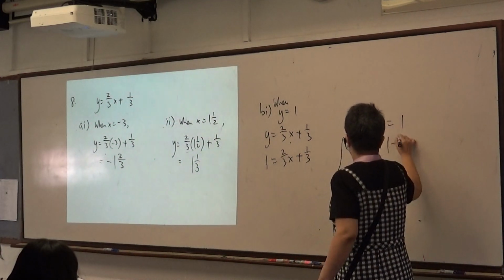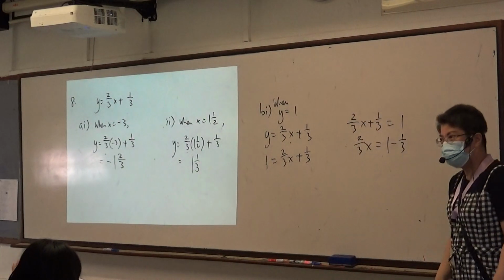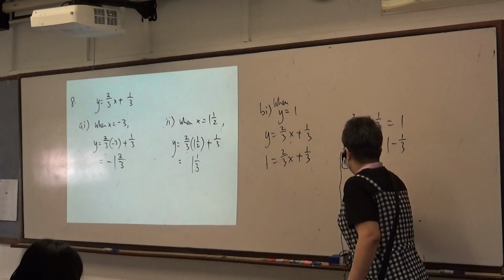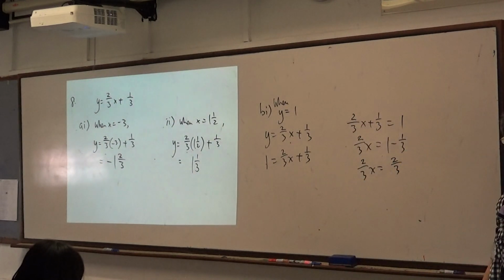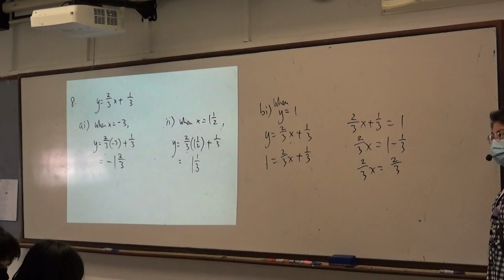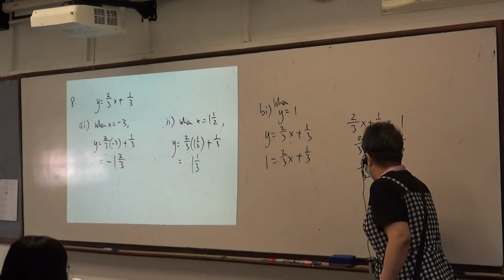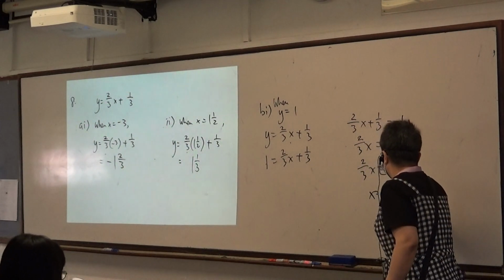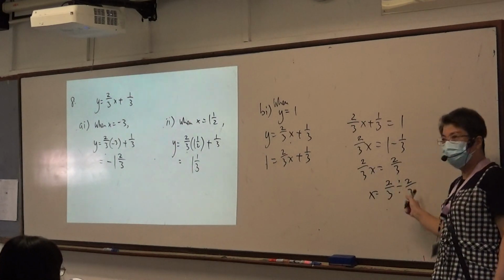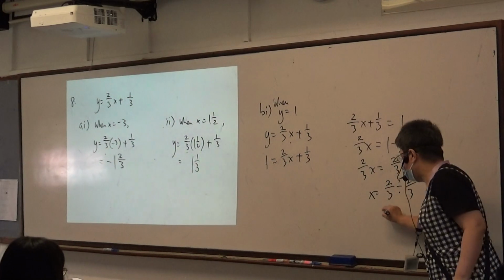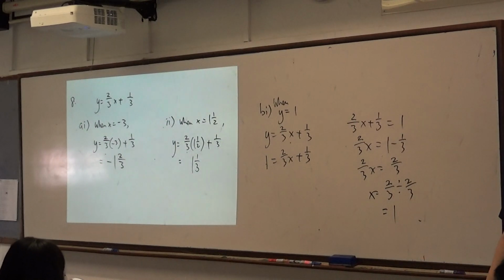2/3 x stays here. This will be 1 minus 1/3, right? So, 2/3 x equals to 2/3, right? Yes or no? So, x will be 2/3 divided by 2/3, correct? Because this is our times. Times will become divide. So, do you agree x is a 1? 2/3 divided by 2/3 is 1, right?